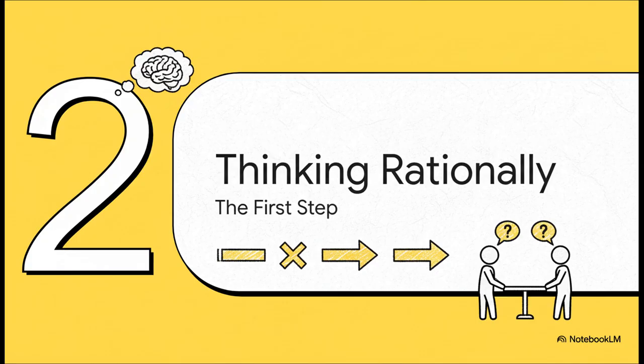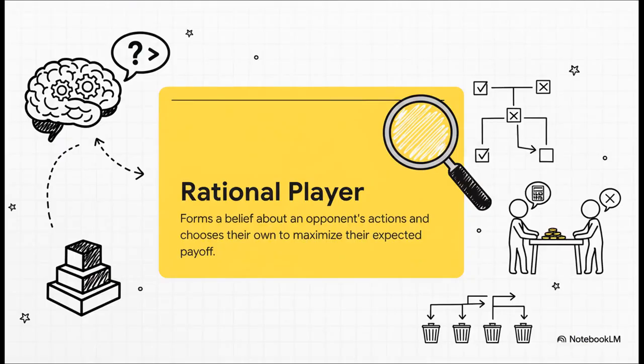So, let's start analyzing this, but let's start simple. Let's just think about our moves. We don't even need to guess what our opponent will do just yet. We just need to figure out what makes sense for us as a rational person. And what do we mean by rational? It's actually pretty simple. A rational player just looks at the game, forms some kind of idea about what their opponent might do, it could be anything, and then picks the move that gives them the best possible outcome based on that belief. That's it.